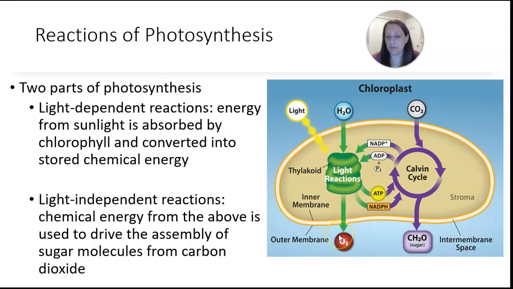The second reaction is called the light-independent reactions, or the Calvin cycle. This part of photosynthesis does not require light. It can happen in the presence or absence of light. We used to call this second phase the dark reactions, which is very misleading. That makes it appear like these have to happen in the dark, and the Calvin cycle can happen in the light or dark, it doesn't matter.